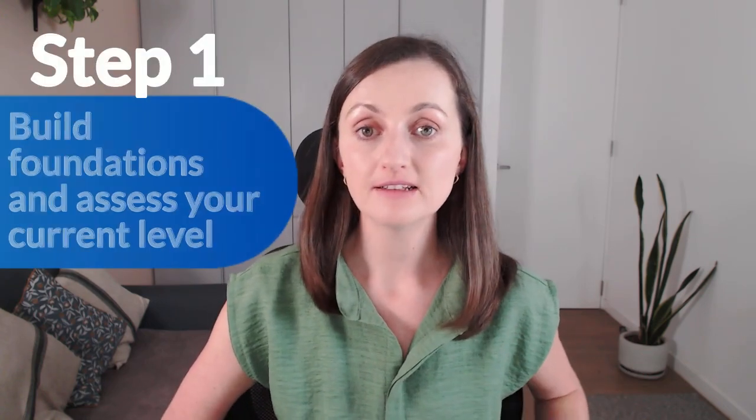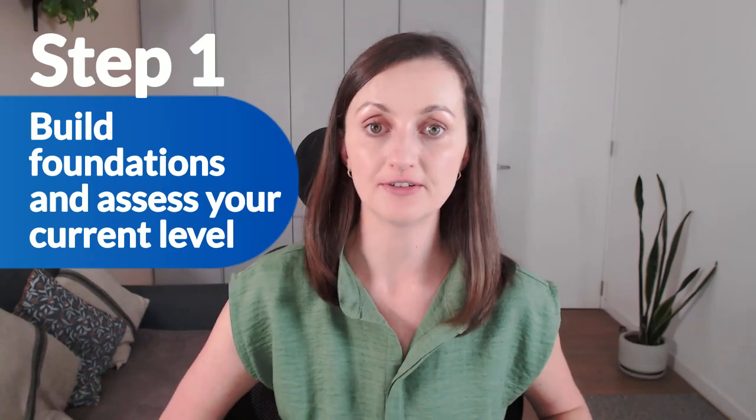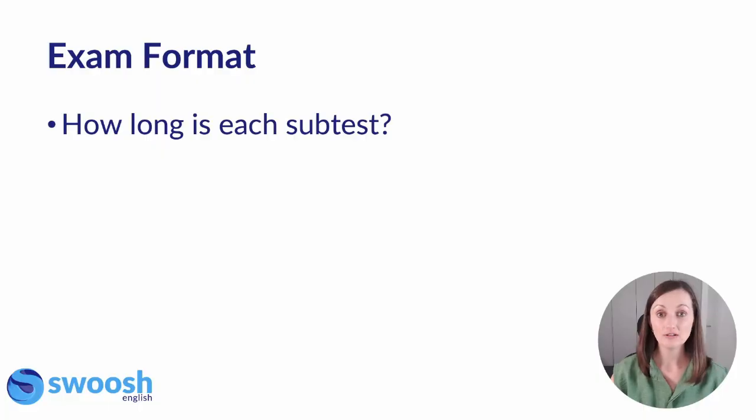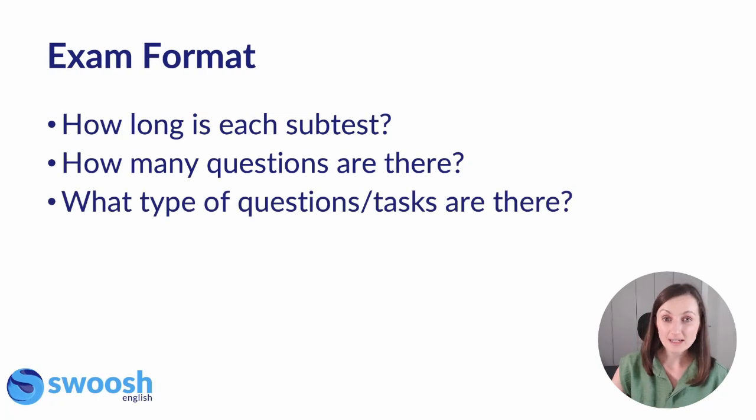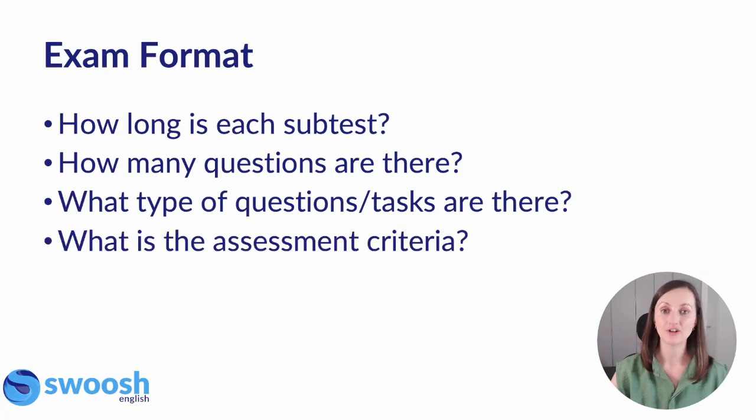We're going to prepare for OET in 4 steps. Step 1 is to build foundations and assess your current level. First, you need to familiarize yourself with the OET exam by looking at past papers and understanding what is required of you. When you are looking at the past papers, you're going to ask yourself the following questions. How long is each subtest? How many questions are there? What type of questions or tasks are there? And what is the assessment criteria?